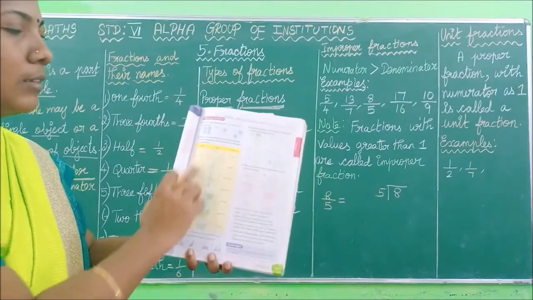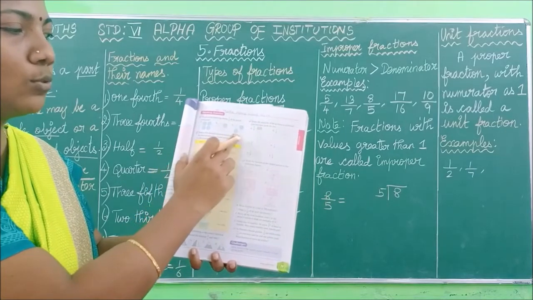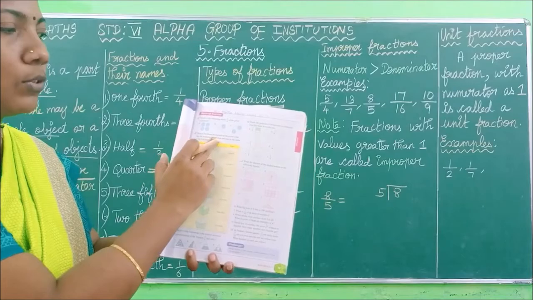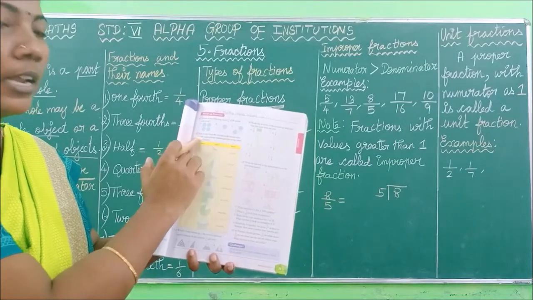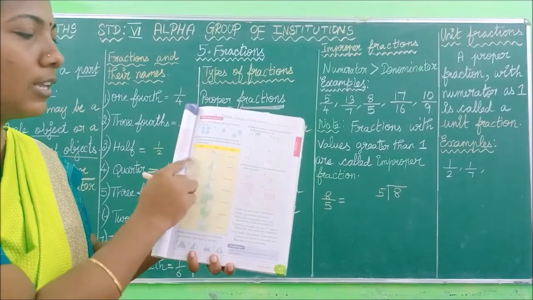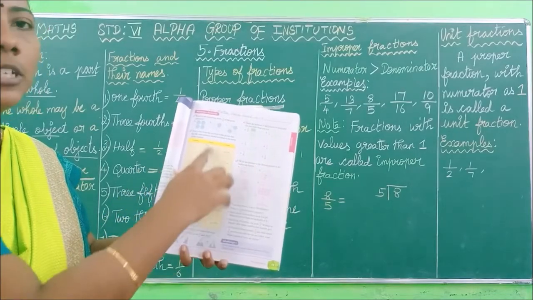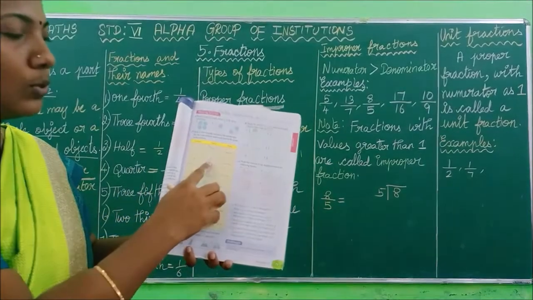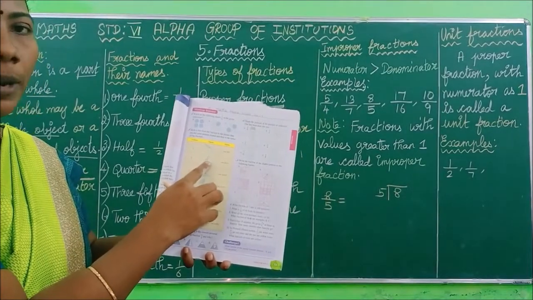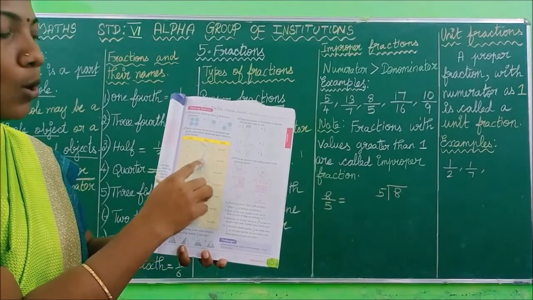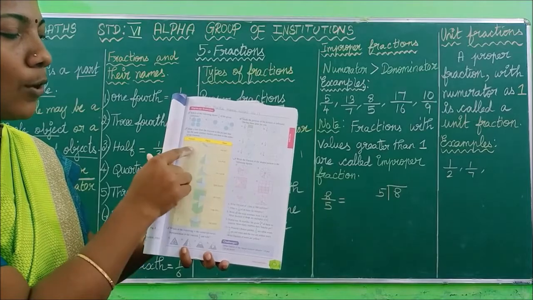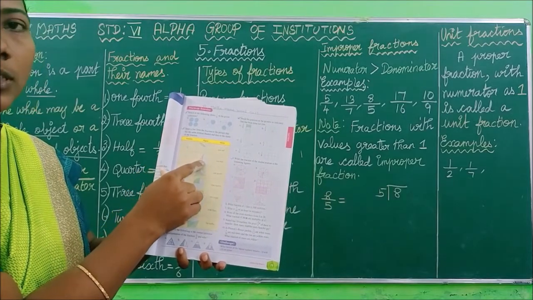See the second sum. Draw a line from the fraction to the picture that has the same portion shaded and then to the name of the fraction. See here, we have 1 by 2. Among these pictures, which represents the 1 by 2? See here, this is the 1 by 2 because there are totally 2 parts. One part is shaded. So you have to draw a line from 1 by 2 to this diagram.